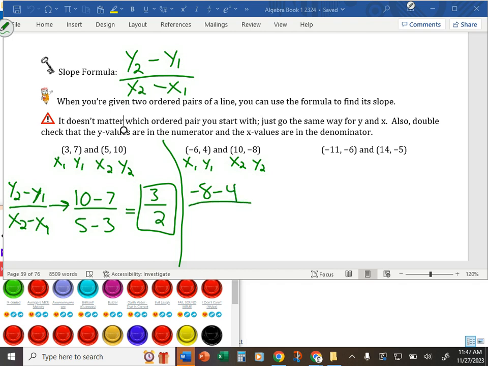x2 minus x1, and here's where you've got to be careful, right? Because the formula has a subtraction sign in it, right? x2 minus x1. This subtraction sign is part of it. You also have a negative x value. So when you write this, x2 is 10 minus x1 is negative 6. You need both symbols there, which of course we remember from last year.